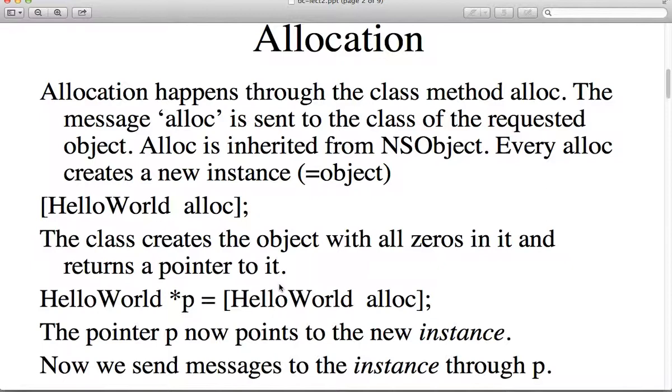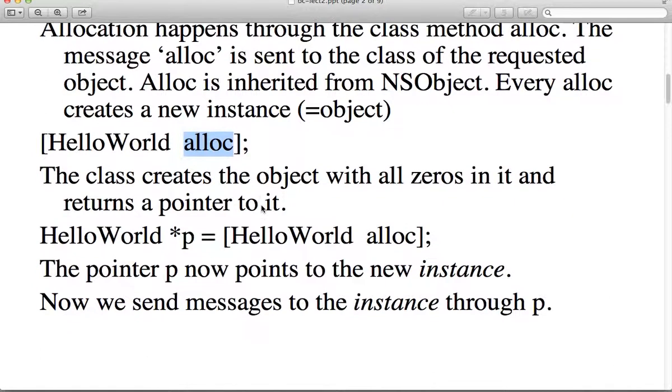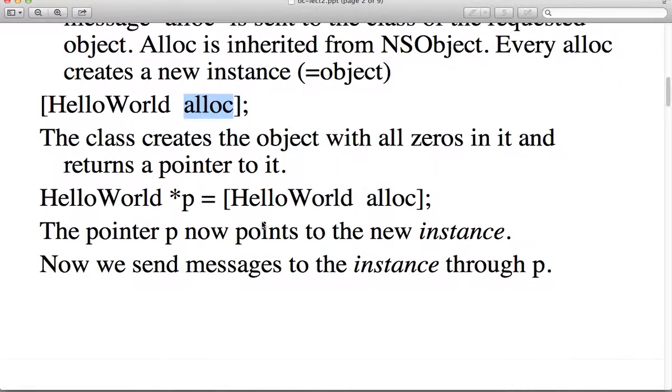Every alloc creates a new instance, a new object. So HelloWorld alloc creates a new HelloWorld object. Then we just use the object, and we usually run init next on the object to initialize it. The class creates an object with all zeros in it and returns a pointer to it. Here we have HelloWorld with an asterisk P, which means it's our pointer, and we said HelloWorld alloc. Hopefully this doesn't look so foreign to you.